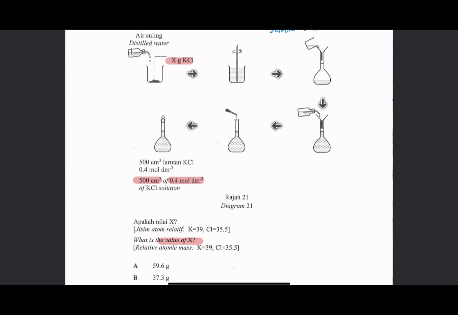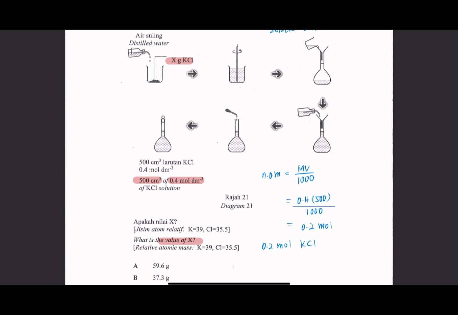So if we know the concentration of the aqueous solution, we can calculate the number of moles by MV over 1000. So M is the concentration, molarity, and V is the volume in cm³. So we calculate 0.4 mol per dm³, 500 cm³. So this will be equal to 0.2 mole. So now we know that we have 0.2 mole potassium chloride.